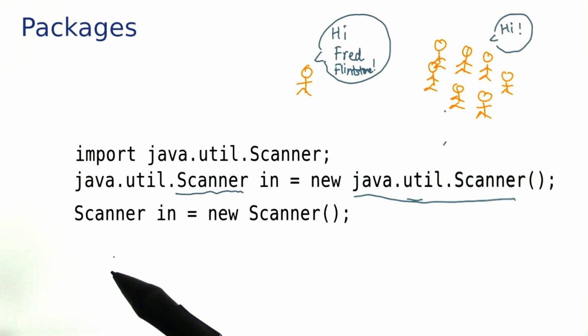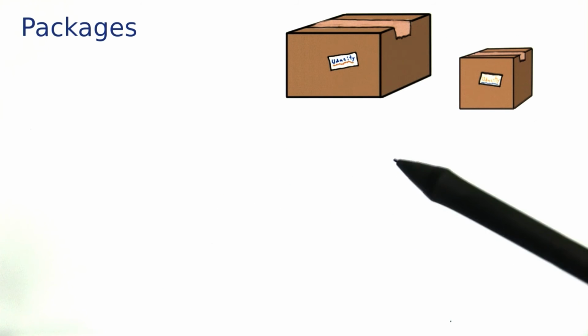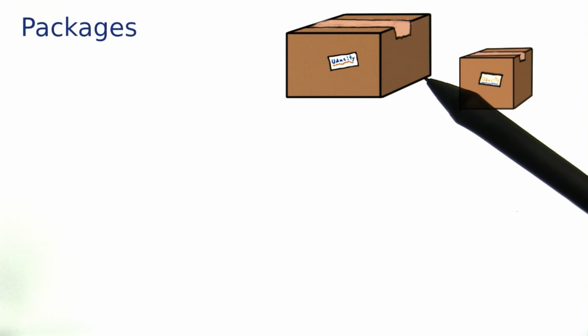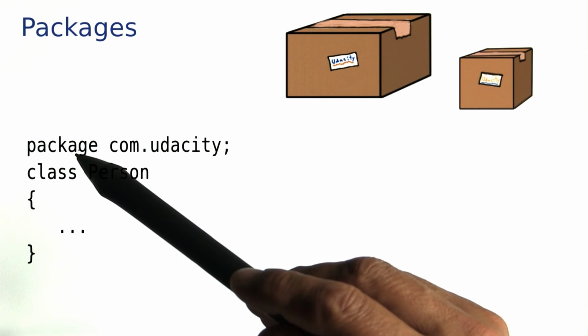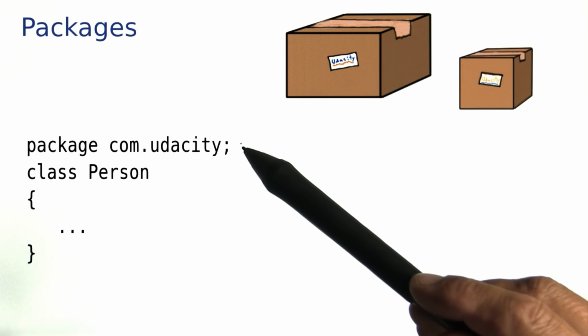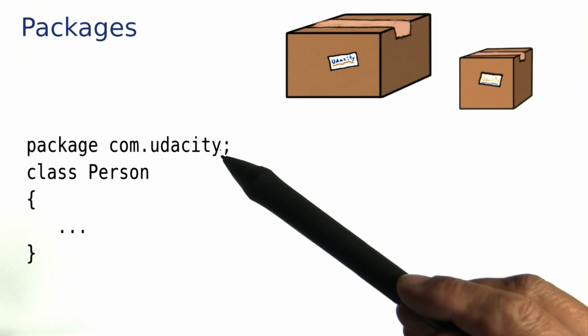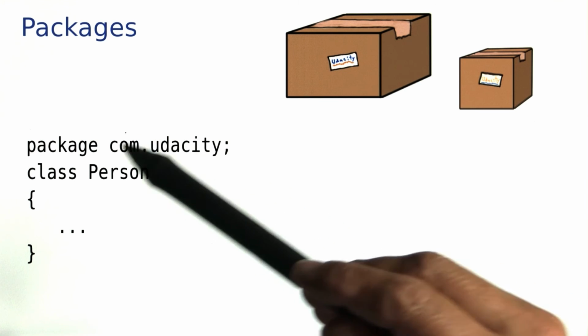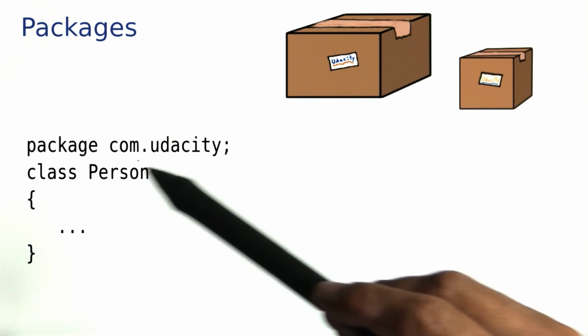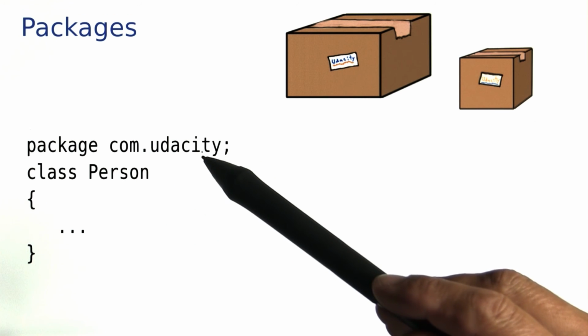Now let me show you how to use packages in your own code. So let's suppose that you have a class that you want to put into a package. All you have to do is put this statement, starting with the word package, and then the name of the package on the top of the source file. Package names are supposed to be unique, and most companies use their domain name written in reverse order, such as com.udacity instead of udacity.com, because domain names are guaranteed to be unique.